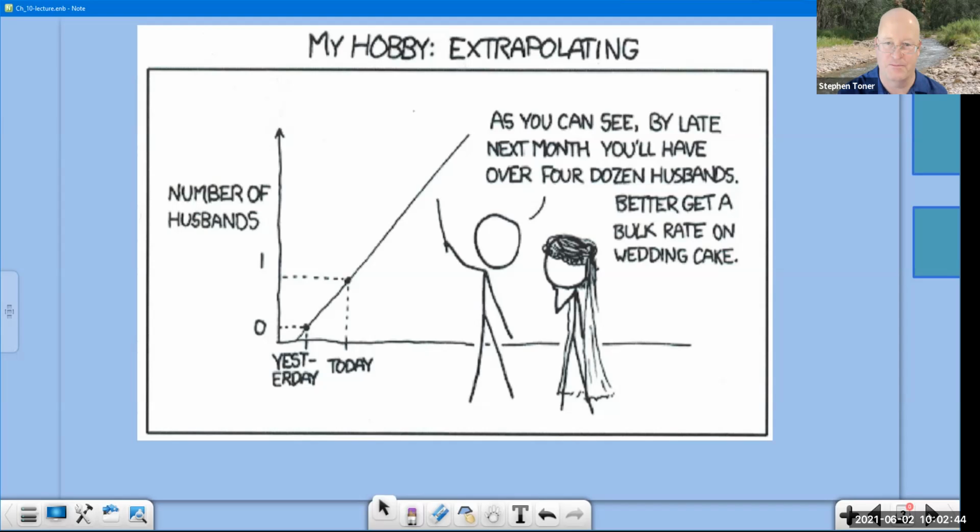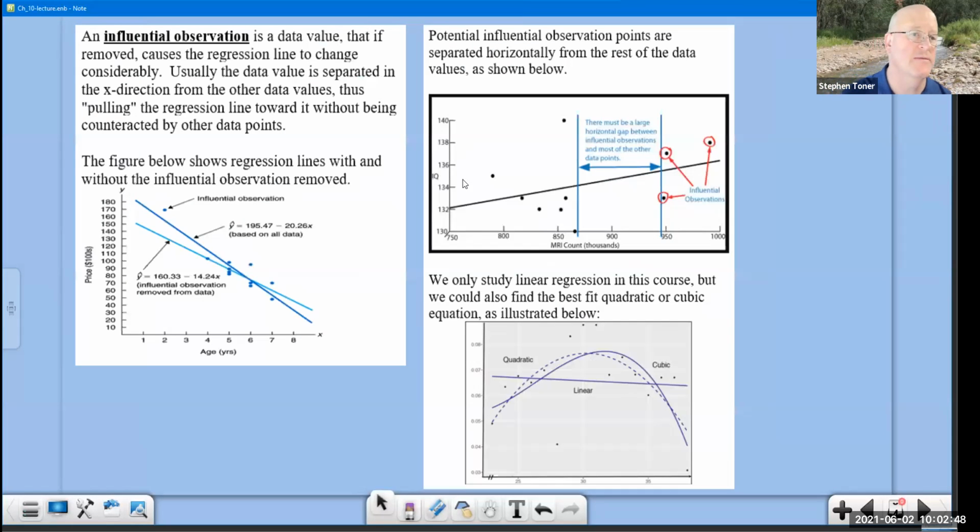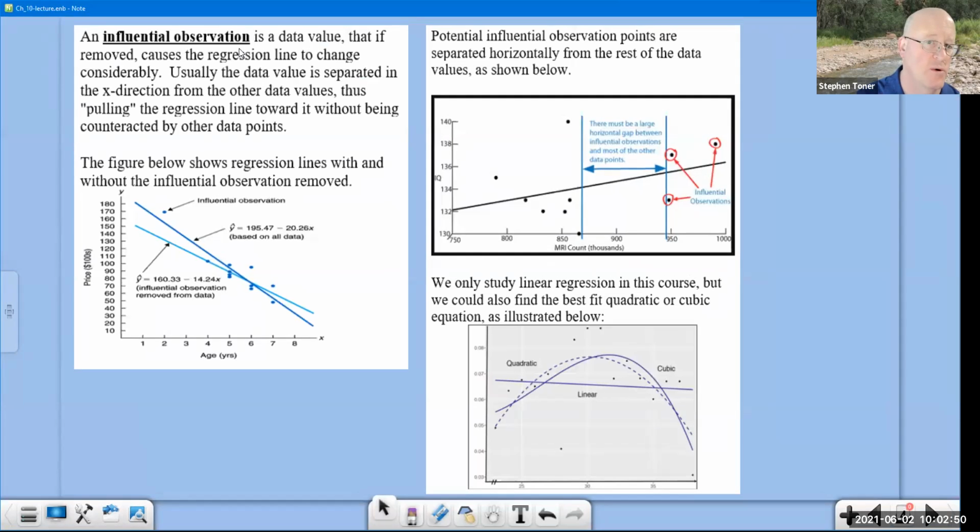Now, when you are dealing with these types of graphs, we have what are called influential observation points. They are points that, if removed, cause the regression line to change considerably. Usually this data value is separated in the x direction, left and right, from the other data values, and thus pulling the regression line toward it without being counteracted by the other data points.